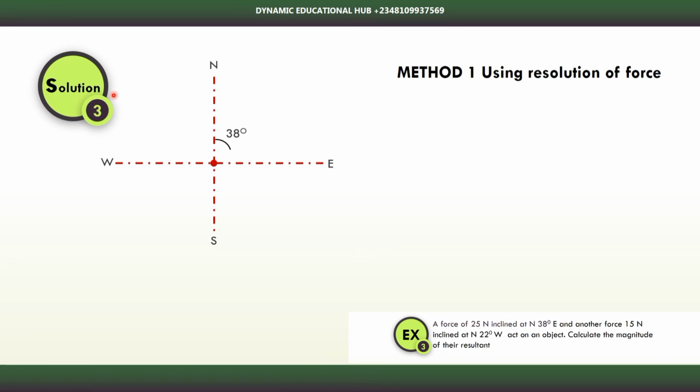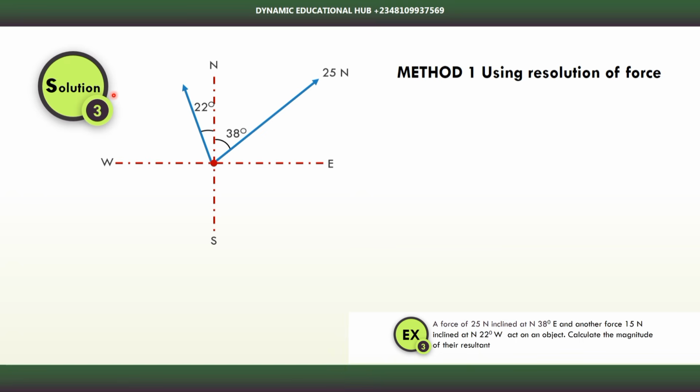Now let's fix the angle and the force. The first one is north 38 degree east, which is shown. Which force is acting? 25 Newton, as shown. The next one is 22 degree, north 22 degree west, which is this. Which force is acting? 15 Newton.